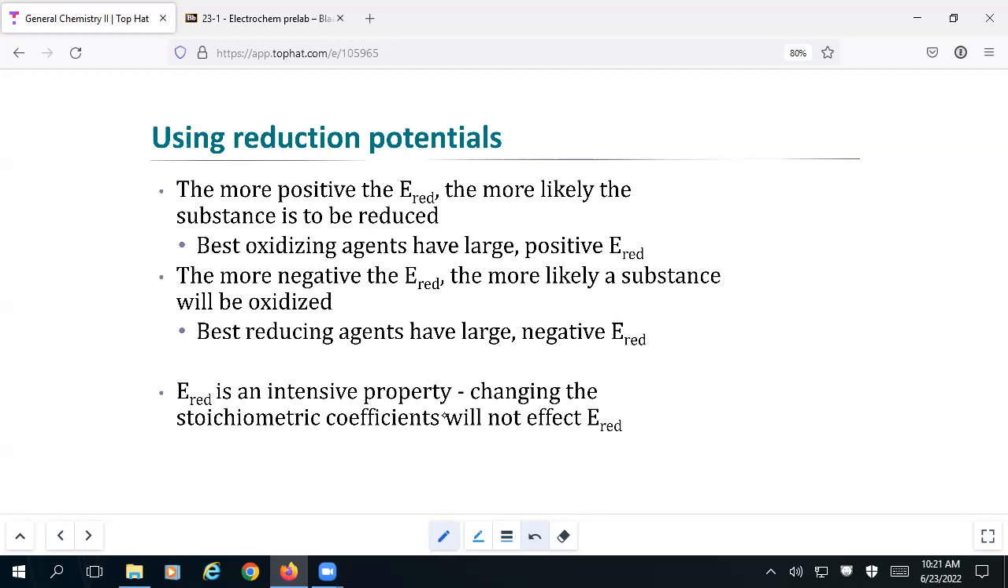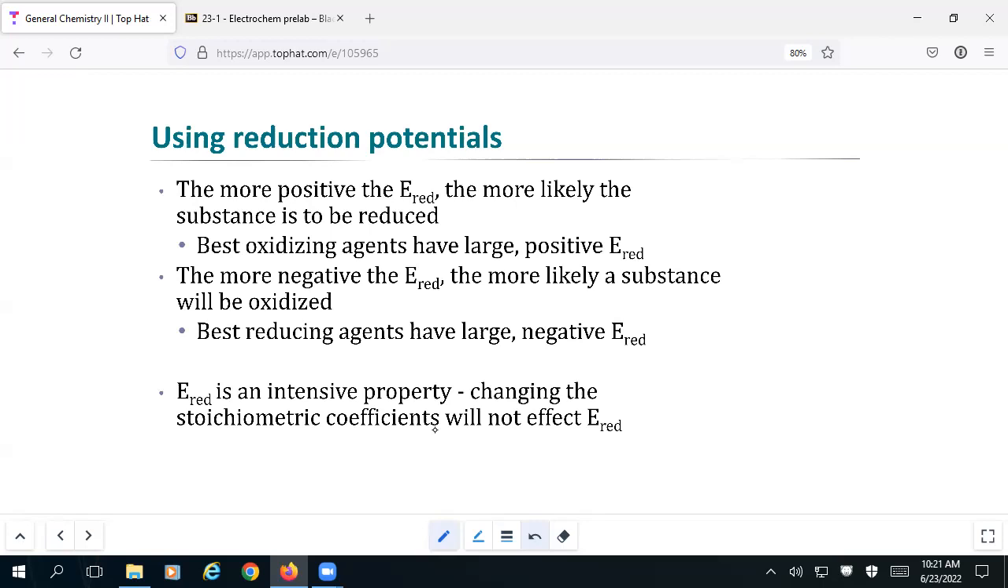The other important thing, and this flies in the face of pretty much everything we've done in this course up until this point. Everything we've dealt with has been an extensive property. Increase the amount, it increases the delta H. Increase the amount, it changes our value of K. Increase the amount, it changes our rate, well, not our rate constant, our rate of reaction. Everything's been extensive so far. The more we add, the more results we get.